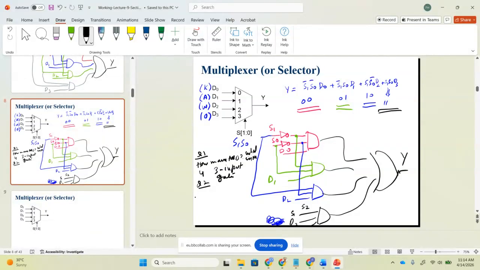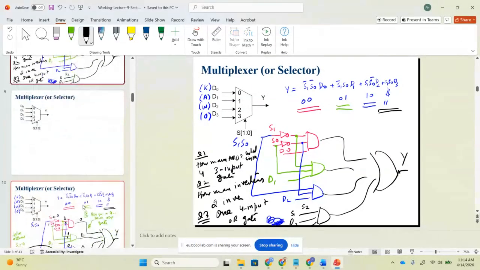Now question number 2. How many inverters? 2 inverters. Question 3. How many OR gates? 1 OR gate. Type is important. 4 input OR gate. Got it or not got it? Any question? Is it clear?